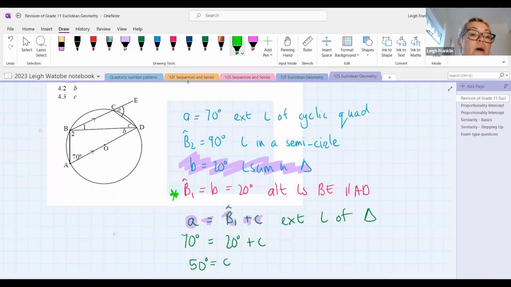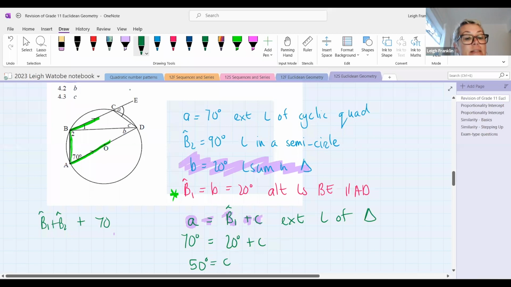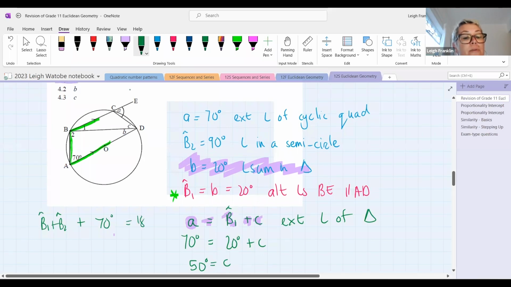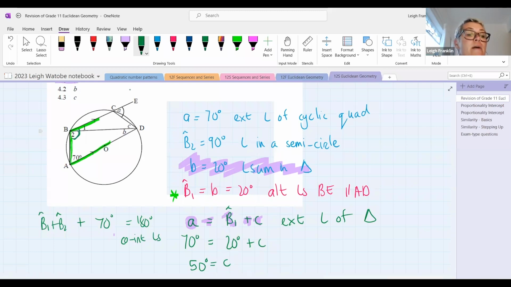That's quite right. So I'm going to show you. There is a U shape. Sorry, that's supposed to be a straight line. There is a U shape. So in other words, what we could say here is that if we add angle B1 to angle B2, plus we add 70, we would end up with 180 degrees because of co-interior angles. So that over there plus this one over here adds up to 180. That's co-interior.